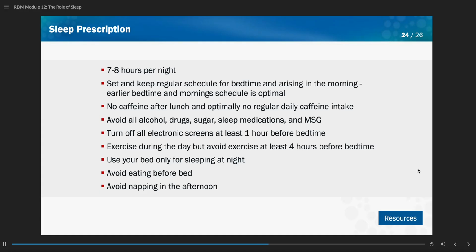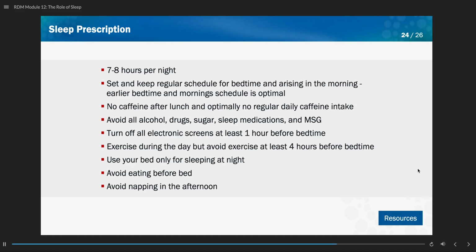It's important to turn off all electronic screens for at least 1 hour before bedtime, and this includes phones, iPads, and especially the television. Exercise during the day is important, and postprandial exercise is important for people living with diabetes. However, exercising anywhere 4 hours before bedtime can be somewhat disruptive to sleep patterns because it ramps up cortisol and epinephrine. I also recommend people use their bed only for sleeping at night and not during the daytime. This helps the body kind of acclimate to sleep patterns.